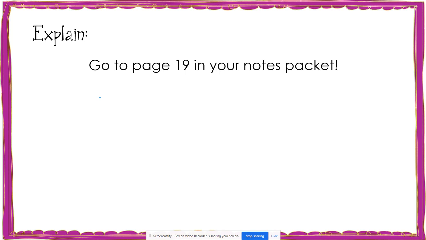Today we're going to learn how to multiply and divide with radicals. You should be on page 19 in your notes packet.